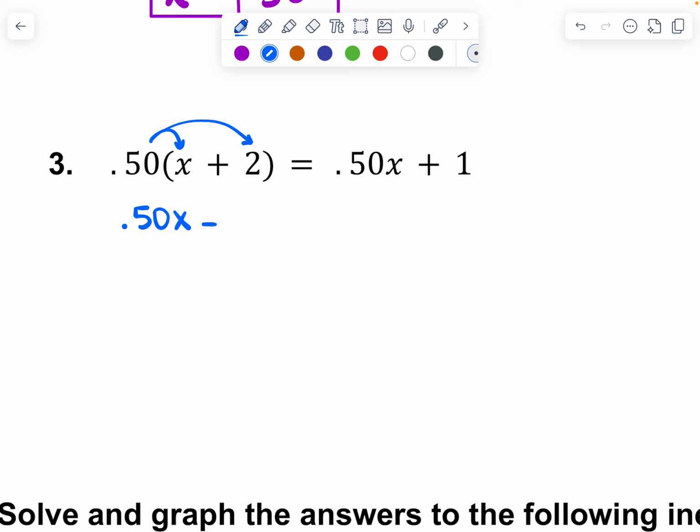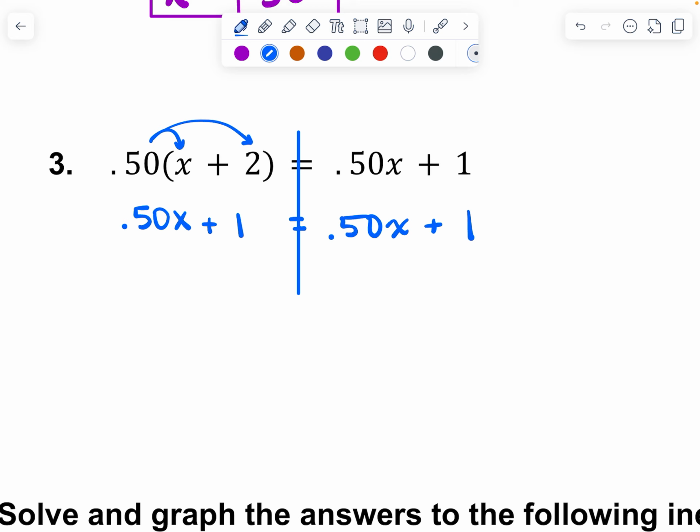So 0.50x plus, and of course a half times 2 would give us 1 because half of 2 is 1. All right. Sorry, I'm going to draw my line there. And then, of course, there are no parentheses on this side, so I'm going to go ahead and just bring all that down. Now, technically, you can kind of stop here.